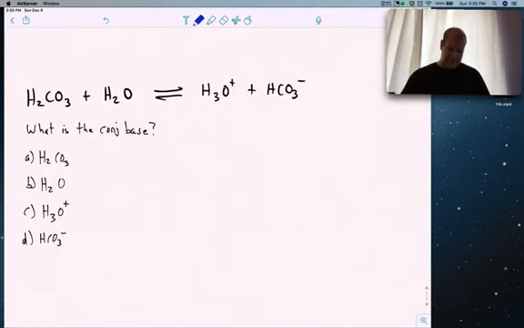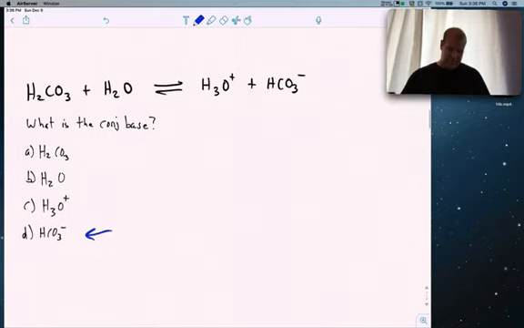Okay, let's see if you follow. H2CO3 plus H2O makes H3O plus HCO3 minus. What's the conjugate base? Base is the proton acceptor. It's also only going to be on the right side. The species that is accepting the hydrogen is the bicarbonate there. So HCO3 minus, hydrogen carbonate, bicarbonate, is accepting the hydrogen. It's the conjugate base.